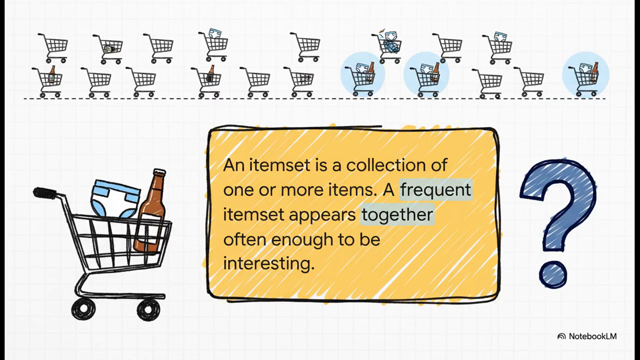The whole goal here is to find what data scientists call frequent item sets. And that's just a fancy way of saying a group of things, like our diapers and beer, that show up together a lot. But what exactly is a lot? And how do we really know if a pattern is a genuine insight or just a random coincidence? To figure that out, we need some better tools.